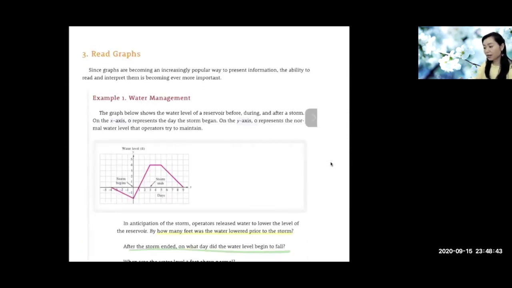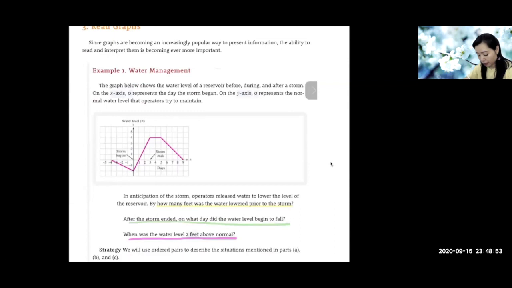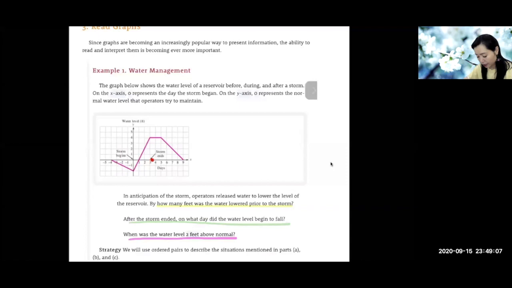Number 3, we're going to talk about how to read a graph. Now over here, this is a graph of the water level of a reservoir. Here the storm begins at 0. So this is before the storm began, and then after the storm began, and here the storm ended. So this is a graph that shows the water level of the reservoir before, during, and after the storm. On the x-axis, 0 represents the day that the storm began. So this is 1 day after the storm began, 2 days after the storm began.